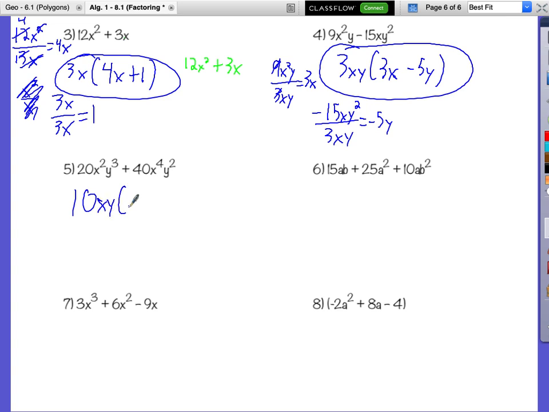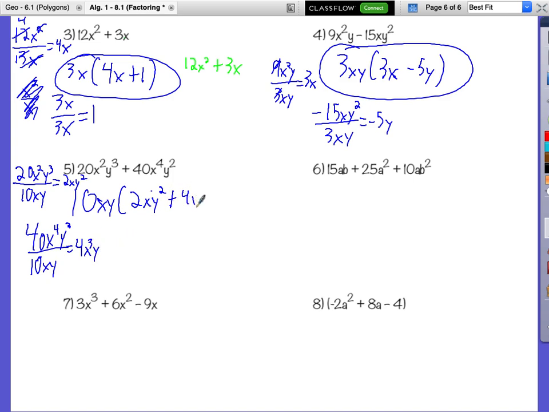And so from there we said, okay, well 20x squared y cubed divided by 10xy, our potential greatest common factor, would be 2xy squared. So in our parentheses we had 2xy squared. And then we had 40x to the 4th y squared, and you did that too, by the same GCF 10xy, and you got 4x to the 3rd y. So it'd be plus 4x to the 3rd y. Now we take a look at this and we say, okay, well, inside our parentheses, do we still have more in common? Do these still have more in common?